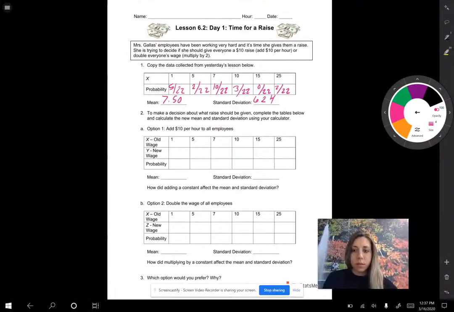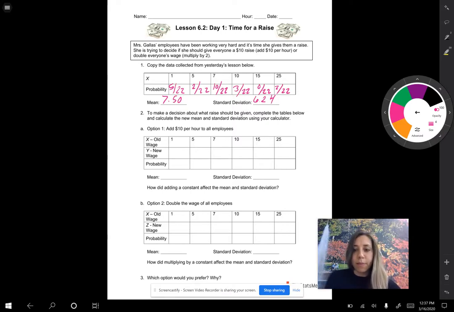All right, so we are back for lesson 6.2, day 1. Time for a raise. Mrs. Gallus's employees have been working very hard, and it's time that she give them a raise. She's trying to decide if she should give everyone a $10 raise or if she should double everyone's wage.